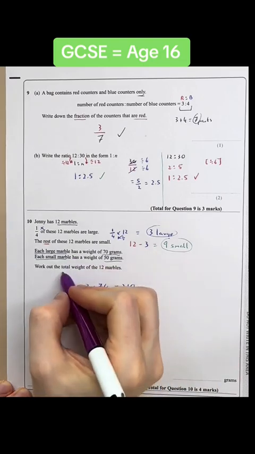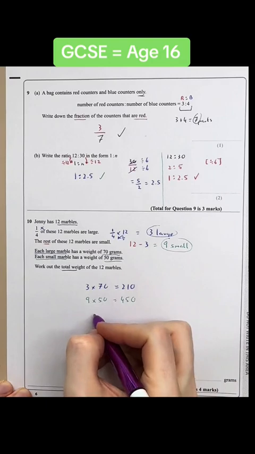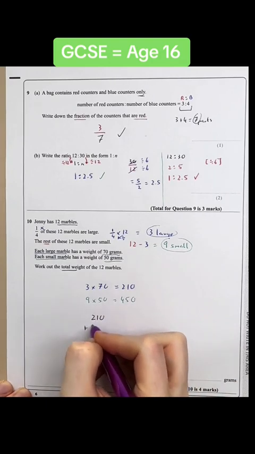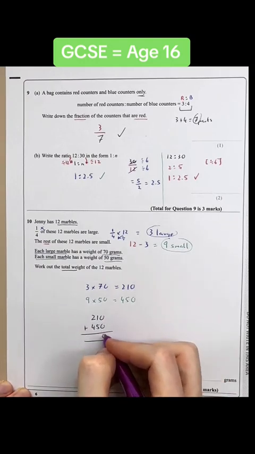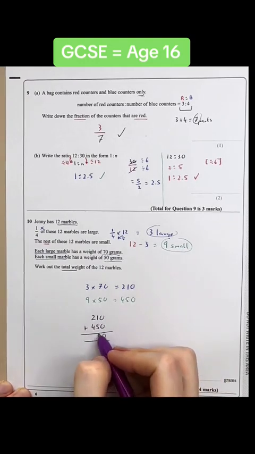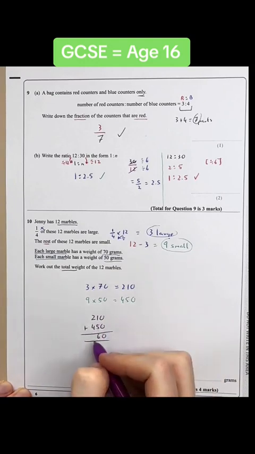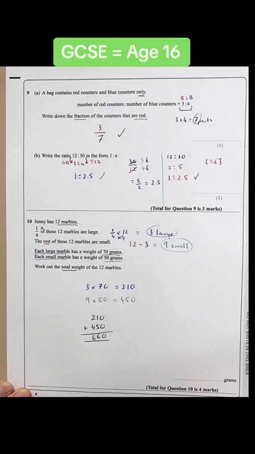As I want to work out the total weight of the 12 marbles, I'm now going to do 210 plus 450. Always starting on our right, our units. Well, 0 and 0 is 0. Our 10s column, 1 add 5 is 6. Our 100s column, 2 add 4 is 6. So 660 grams.